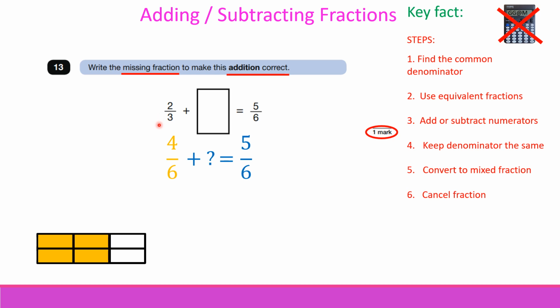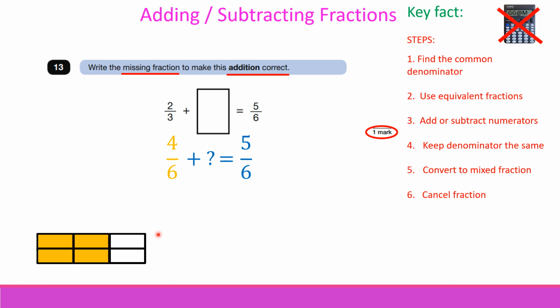So I could say 4/6 plus some missing value is going to equal 5/6, because the question says 2/3 plus something is going to equal 5/6, and we've got to work out what this question mark is. So 4/6 plus something, and it's going to be over 6, has got to equal 5/6. So if you look at your diagram, we've already got 4 of them coloured in, and we need to make 5/6. You should be able to see from looking at your diagram what the missing value is going to be.